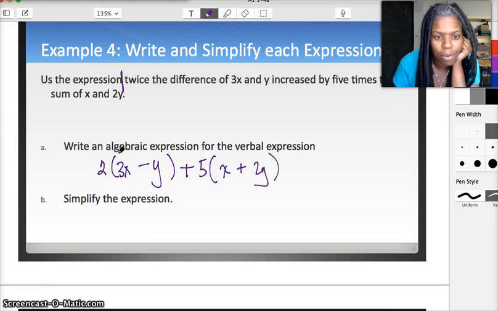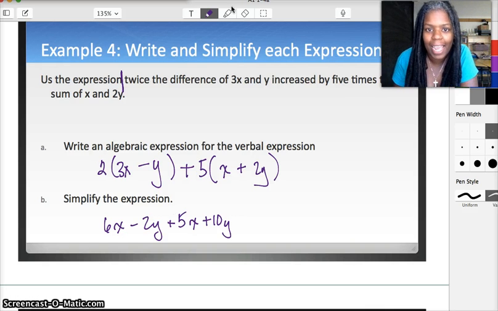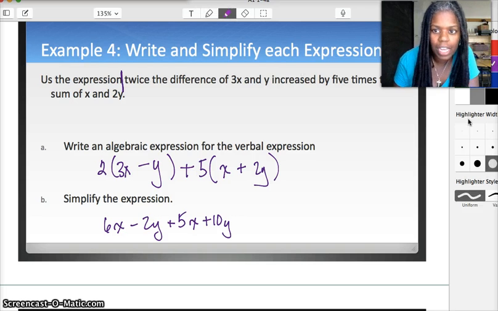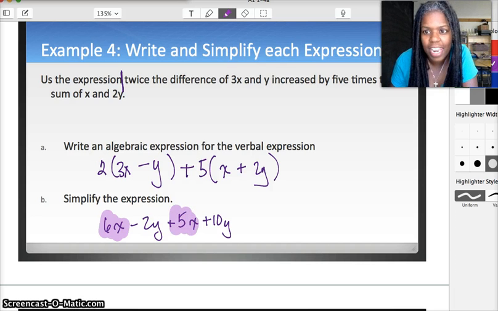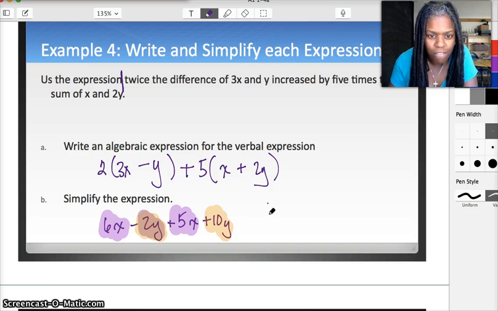Simplifying, we're going to use our distributive property, multiply through by 2 here, and I'm going to get 6x minus 2y. And then here I'm going to multiply through by this positive 5, and I'll get positive 5x plus 10y. The final thing I need to do is join like terms together. And as I look at this problem, I see I have 2 pairs of like terms. The first pair would be the x terms, and the next pair would be the y terms. So these two are the same and these two are the same, and when I simplify that and write it out, I end up with my final answer of 11x. Negative 2 plus a positive 10 is going to give me a positive 8y, and that's it.